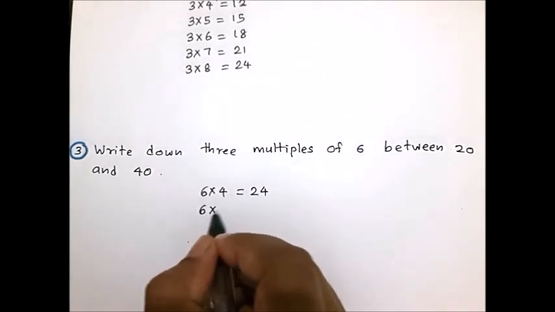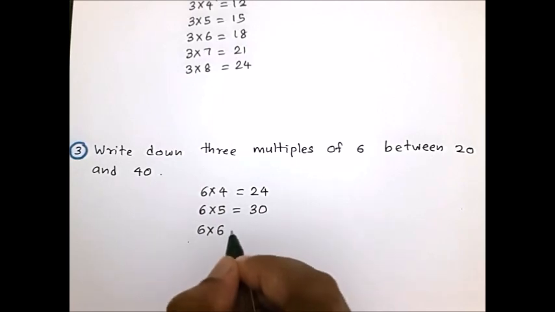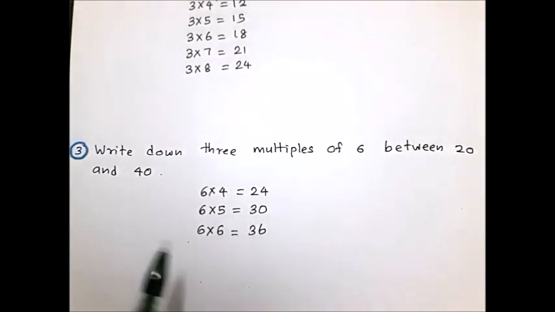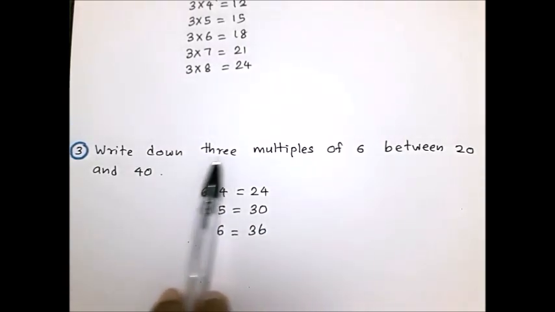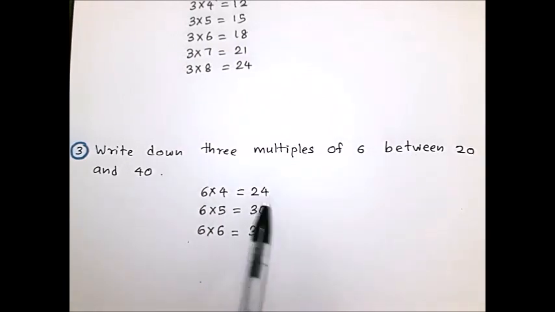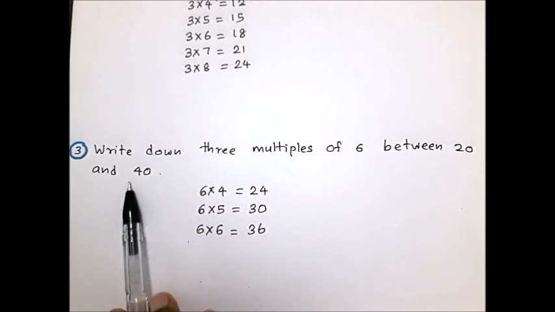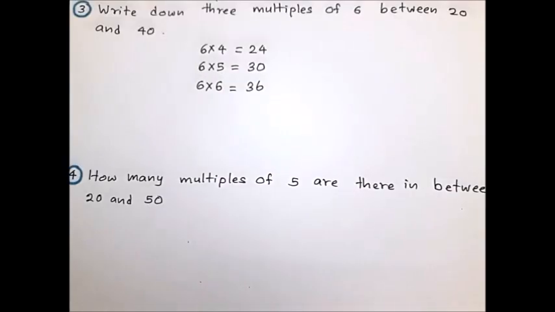Next one is 6 multiplied by 5, 30. Next one, 6 multiplied by 6, 36. The question says, write down multiples of 6 between 20 and 40. This one is greater than 20 and this one is less than 40. These are the 3 multiples of 6 between 20 and 40.